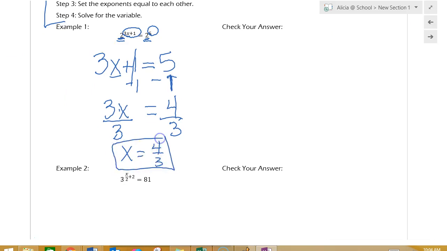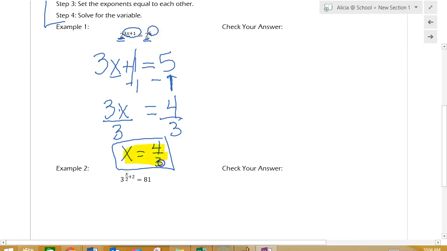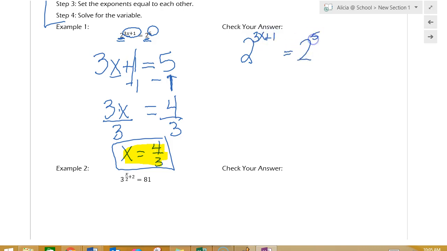Now, before I go ahead and say that's my final answer, it's always good to check what your answer is. So we're going to take that x equals 4 thirds and substitute it back into our equation where we see that x. So I'm going to bring that original problem over. 2 raised to the 3x plus 1 power, set equal to 2 to the 5th. I'm going to substitute what my x was, so bring down my base of 2. 3 times what x was, which is 4 thirds, plus 1. Remember that that's still a part of my exponent, equals 2 to the 5th.